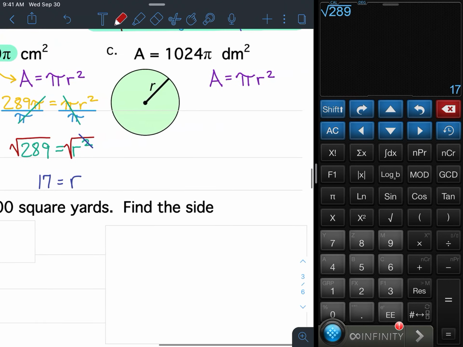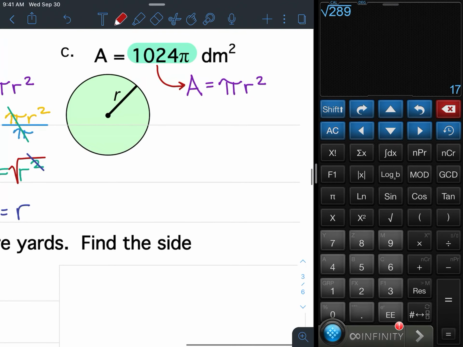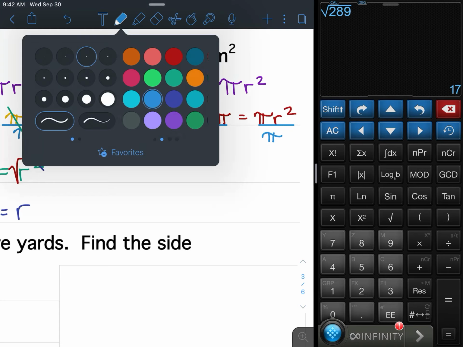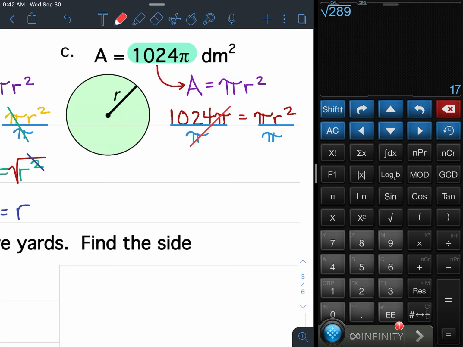All right, C is done the exact same way. They tell me that the area is 1,024 pi decimeters squared. We're going to take that 1,024 pi and substitute it in for the A. So 1,024 pi equals pi r squared. First thing I'm going to do is divide both sides by pi. Pi's cancel here, pi's cancel there. The only thing left on the left side is 1,024. The only thing left on the right side is r squared.